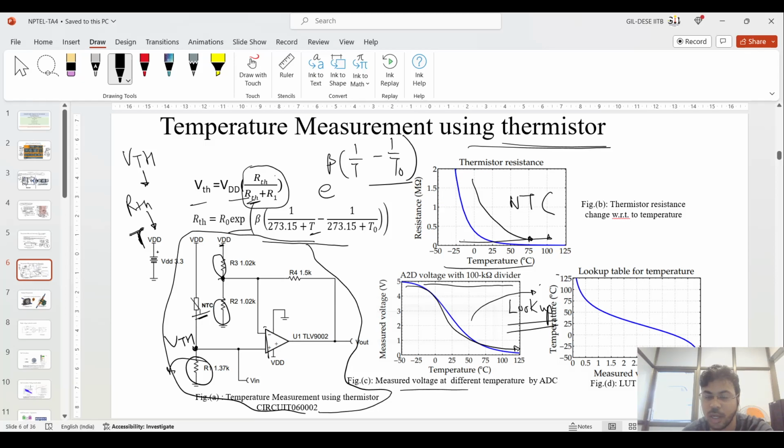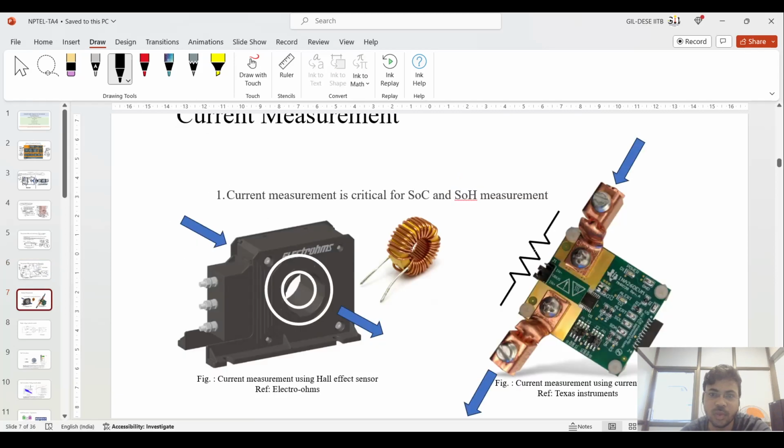Some lookup tables have this facility that certain temperature and certain voltage combinations are given. From that lookup table, if you have a certain measured voltage, you can predict what kind of temperature is there. That is the main basic functionality of this thermistor based temperature management system.